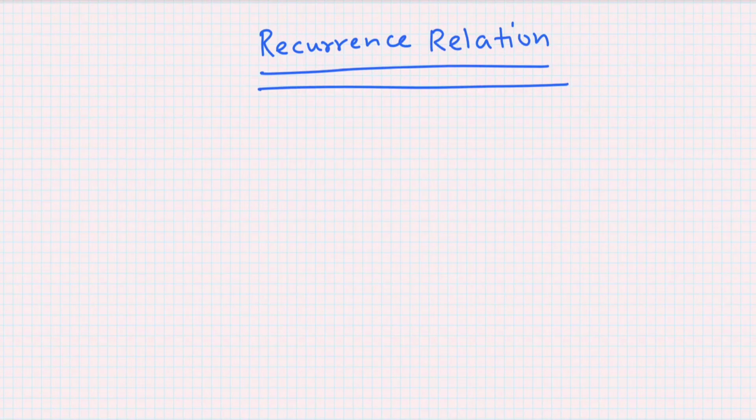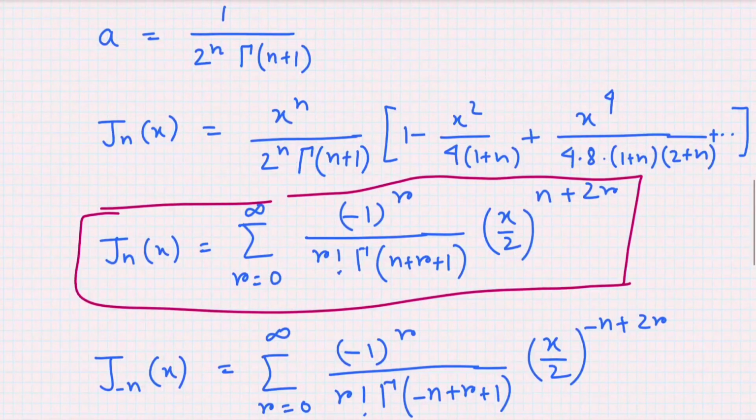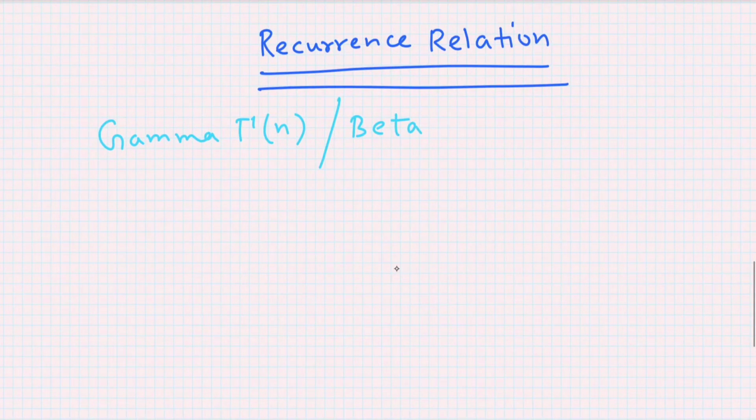Before going to the recurrence relations, we recall some properties of the gamma function and beta function. Since the Bessel function definitions include the gamma function, the properties of these two functions are very important for the recurrence relations and the definitions of Bessel functions.